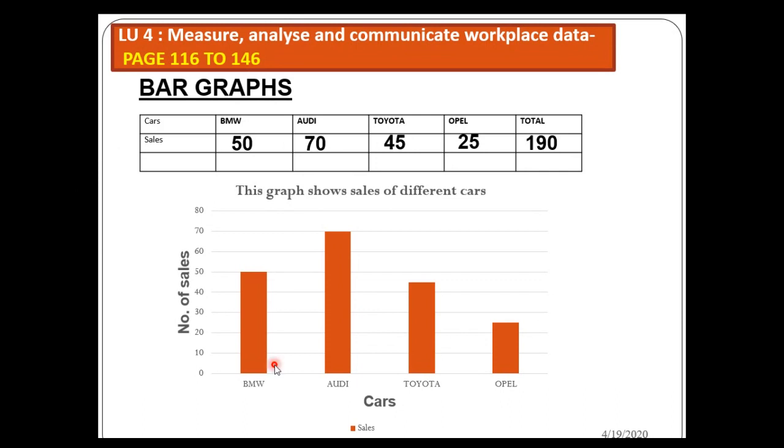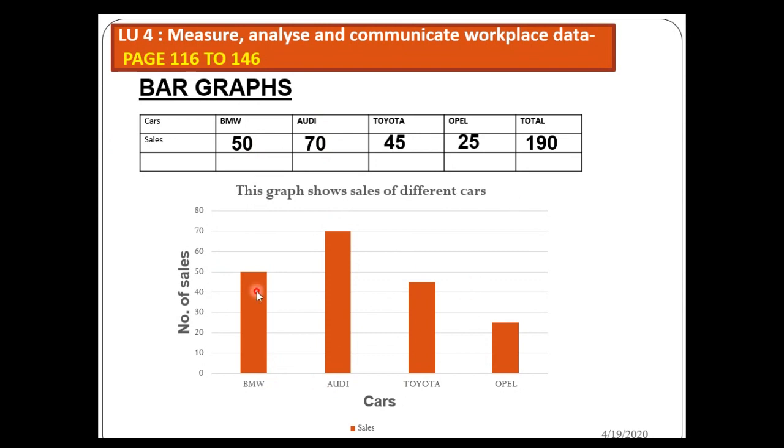For example, here we've got BMW. How many BMWs did we sell? We sold 50. Can you see here? BMW, we have got 50 here. For Audi, as you can see here, 70. So reading this information, you can see how many units did we sell? Which one has got the most units? So at the end of the day, we need to know how to plot.